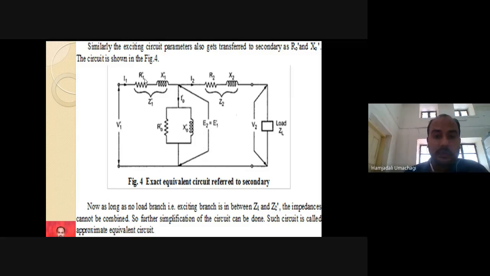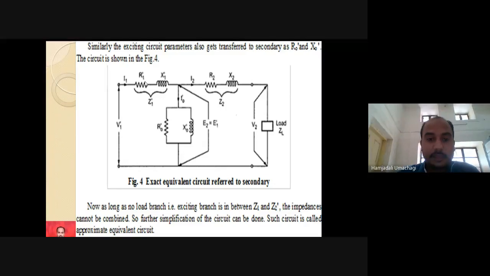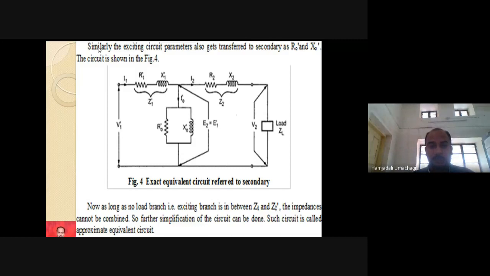So now the value of R1 dash is what? Whether it is R1 by K square or R1 into K square. Whether I should divide it or multiply it by K square. Multiply. You have to multiply it. Very good. So this will be R1.